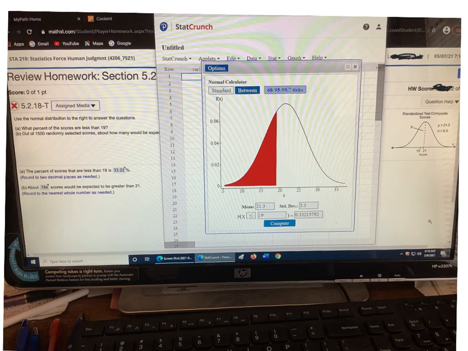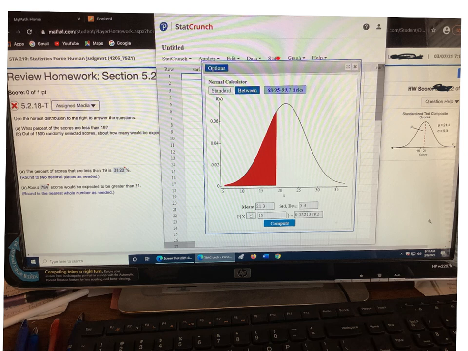Oh, I saw your question on the discussion board. I'm going to use the normal distribution to answer these questions. You're told the mean is 21.3 and the standard deviation is 5.3. I'm going to use StatCrunch technology, but you could use a calculator or do it by hand with the table.